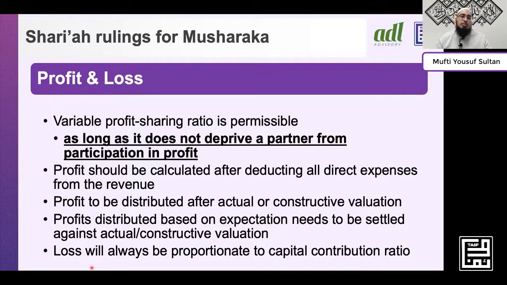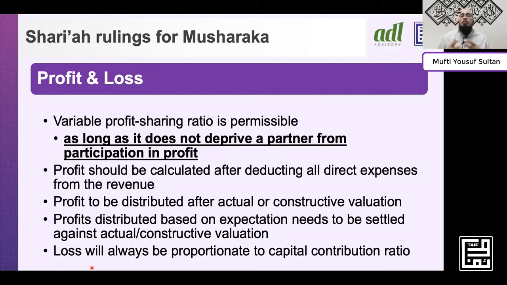The moment the other party says, I will bear the loss, it makes it a capital guarantee. And the moment a partner guarantees the capital of another party, it immediately makes it a loan, not capital anymore, because capital is prone to loss. A loan is not prone to loss. A loan is guaranteed. So it makes it a loan.